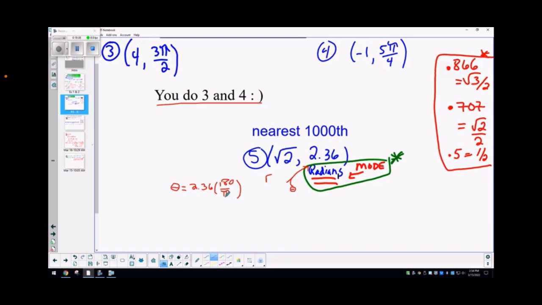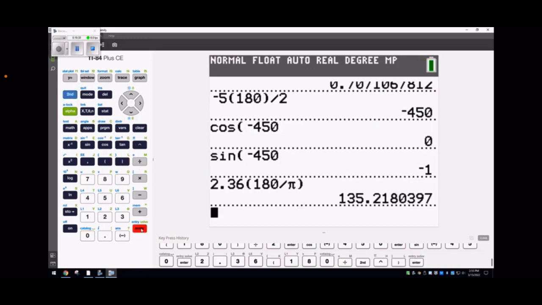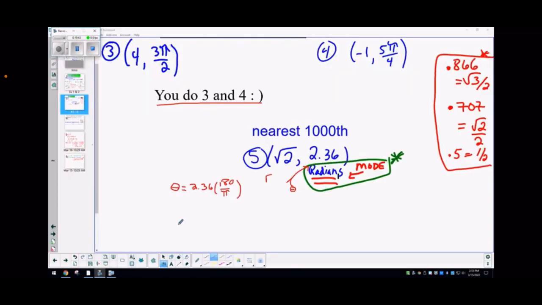So if you think you'll forget to do that, we're going to take this 2.36 and we're just going to multiply it by 180 divided by pi. And this will convert the radian angle into a degree angle. So now you see that this is equivalent to 135 degrees approximately. Okay, so I'm going to write down that angle.